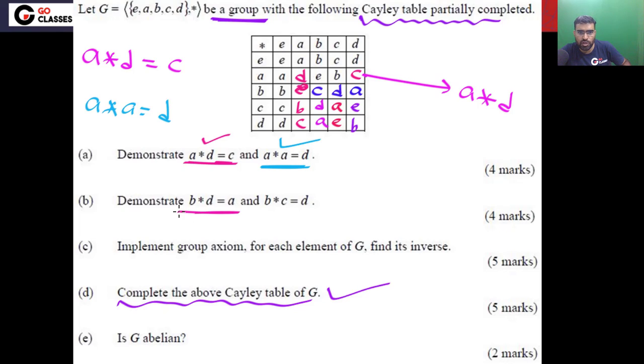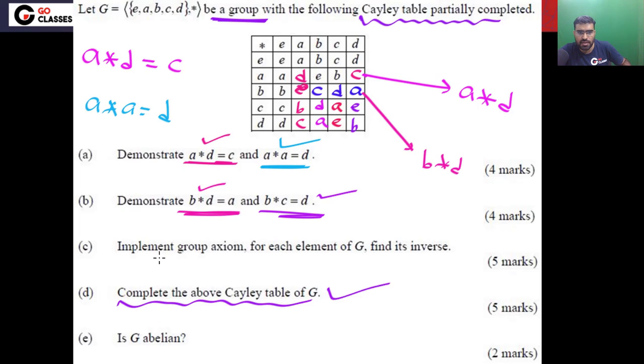Next, what is B star D? This is B, this is D. What is B star D? That is A. This entry is basically B star D, and that is equal to A. Yeah, that is also correct. What is B star C? B star C will be D. Yeah, that is also correct.